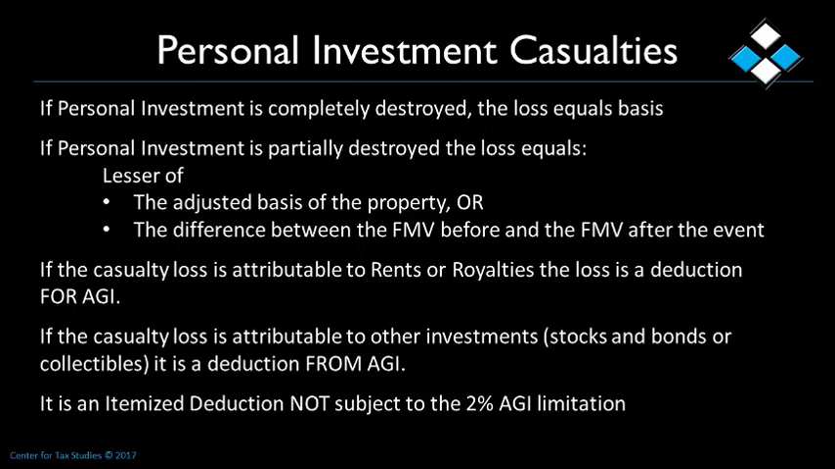Now let's go on to personal investment casualties. If a personal investment is completely destroyed, the loss equals its basis. If the personal investment, however, is partially destroyed, the loss equals the same as a business loss, the lesser of the adjusted basis of the property, or the difference between the fair market value before and the fair market value after the event. If the casualty loss is attributable to rents or royalties, the deduction is a deduction for AGI. However, if the casualty loss is not attributable to rents or royalties, it is attributable to other investments such as stocks, bonds, or collectibles, it is a deduction from AGI, which is an itemized deduction not subject to the 2% of AGI limitation. We'll talk more about itemized deductions in a later episode.